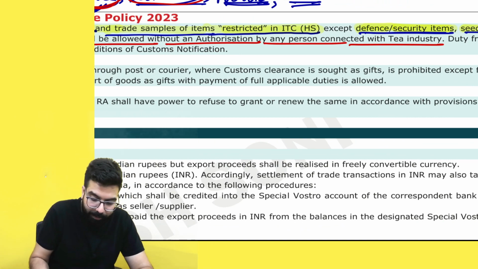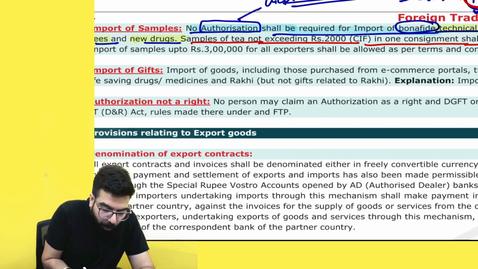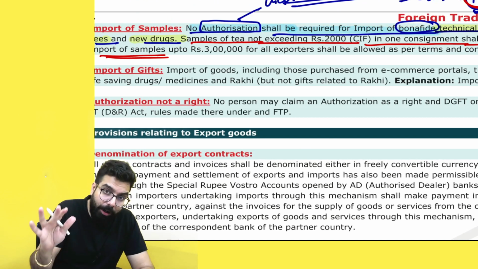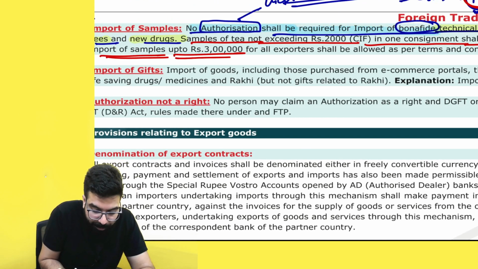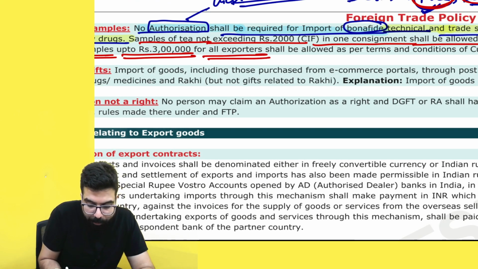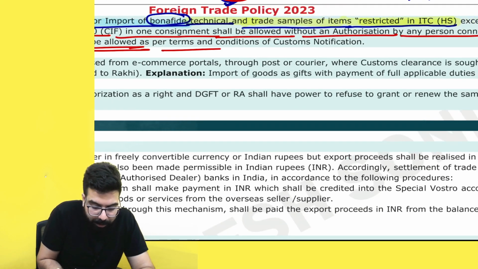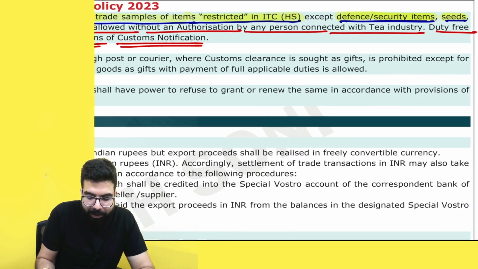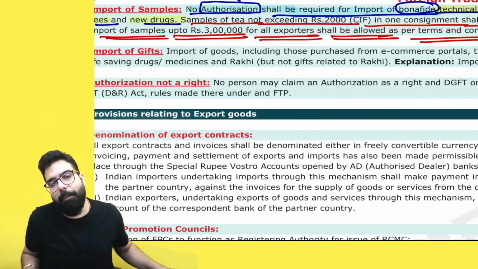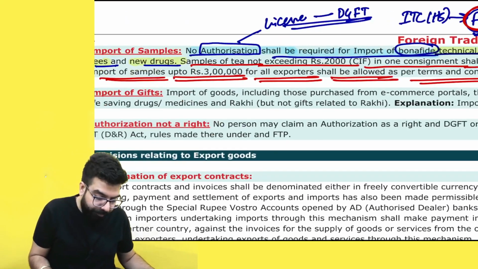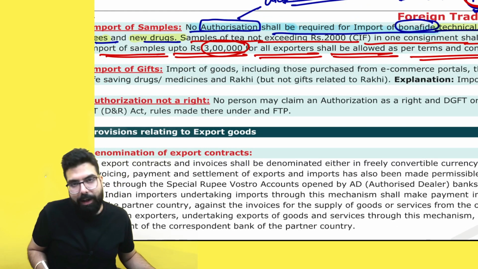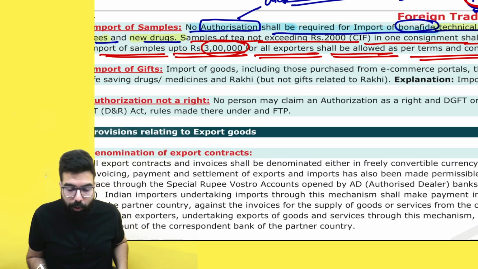2000 rupees CIF. Then duty free import of sample, you don't have to pay any duty, only up to rupees 3 lakh for all exporters shall be allowed as per the terms and condition of the custom notification. They are telling duty free, all the importers can import how much? Samples up to rupees 3 lakh. Okay sir, the value of samples should be up to 3 lakh rupees.